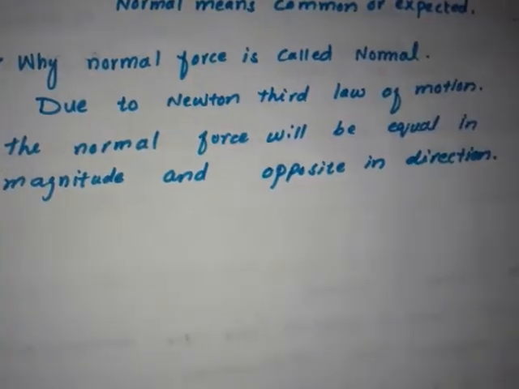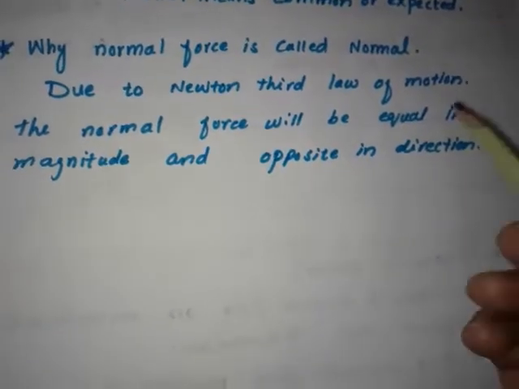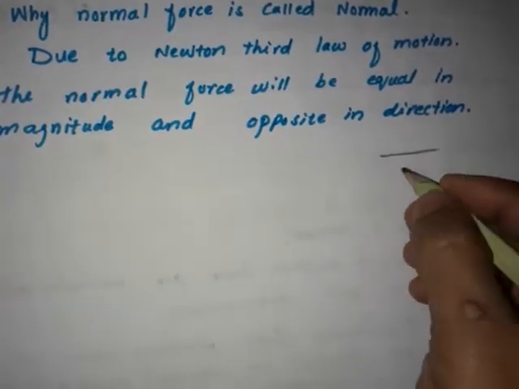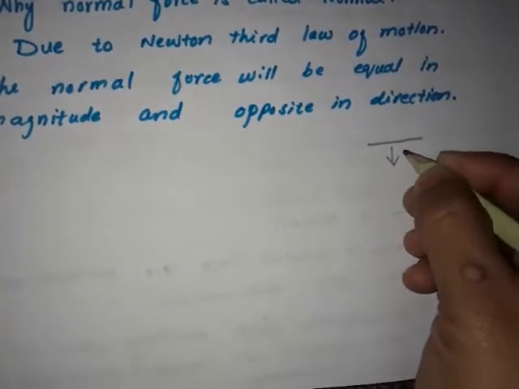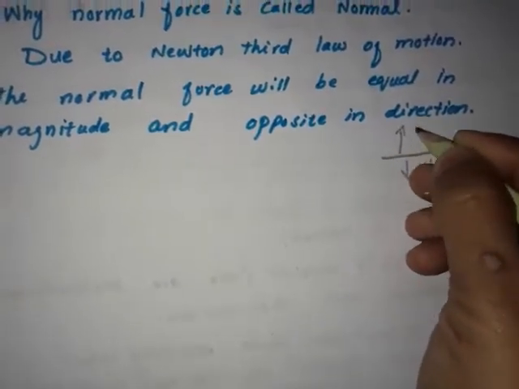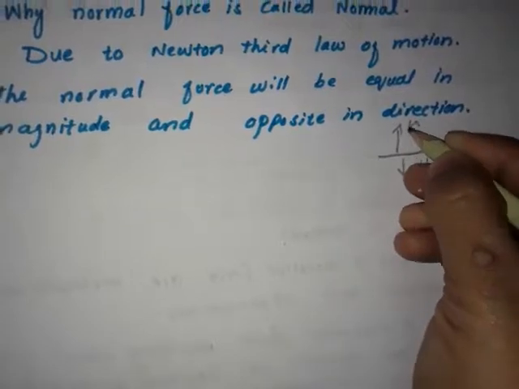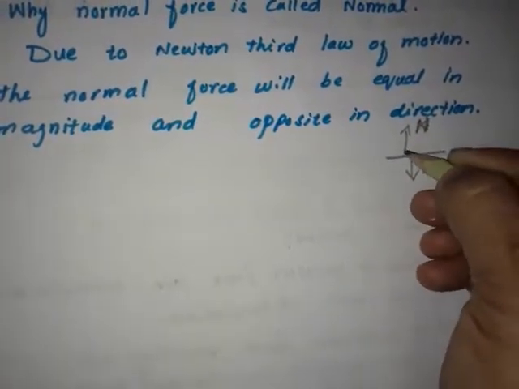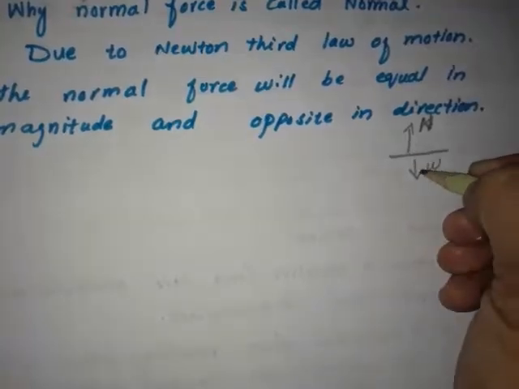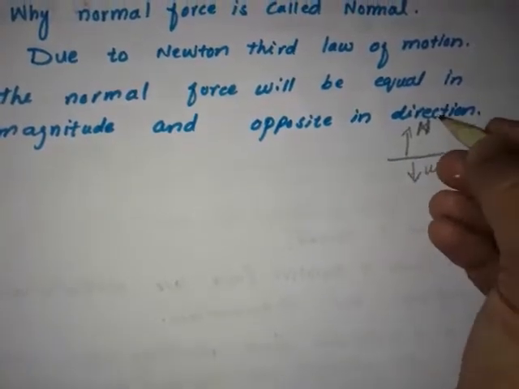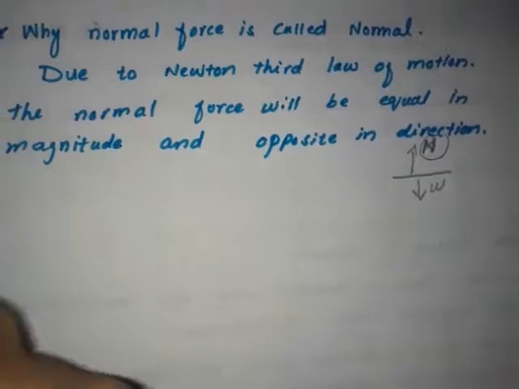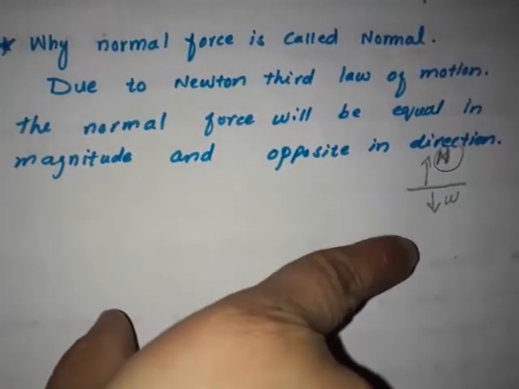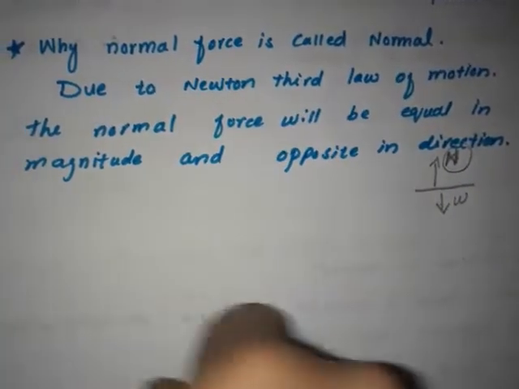Here an example is a book lying on the table. The weight of the book is exerted downward and the normal force keeps it from falling into the surface. This is the normal force on the book. So these two forces are equal in magnitude but opposite in direction.